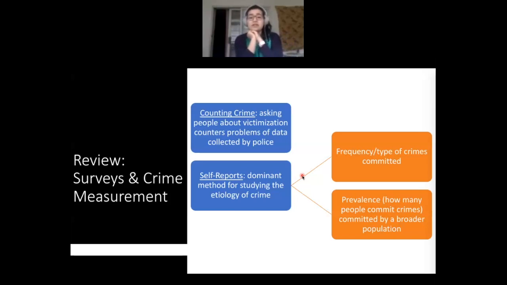And then there's also the idea of counting crime through victimization surveys. So not only where people self-report whether or not they've committed crimes, but also people talk about being victims of crime, and that helps us fill the dark figure and reporting gap that occurs through police collected data.